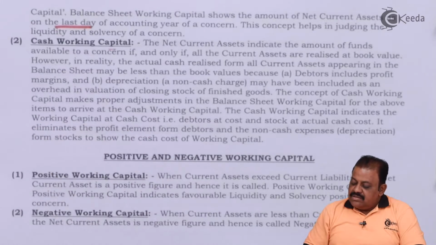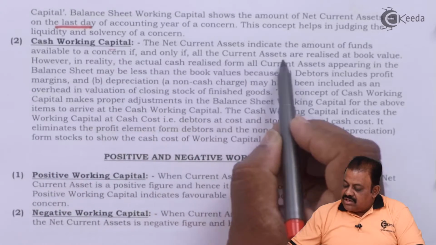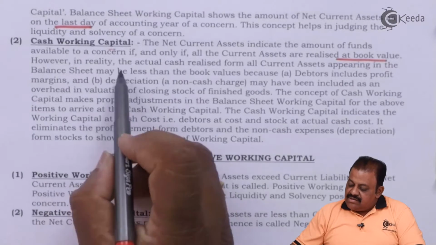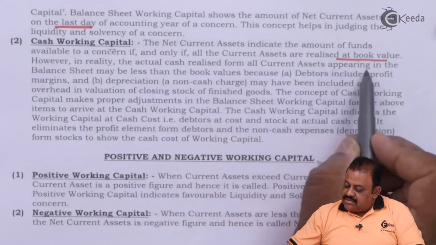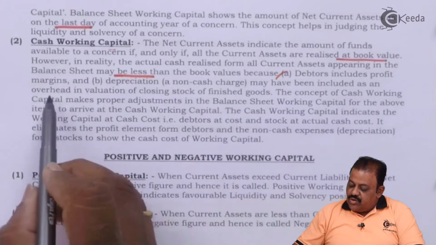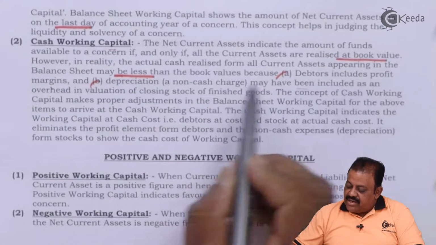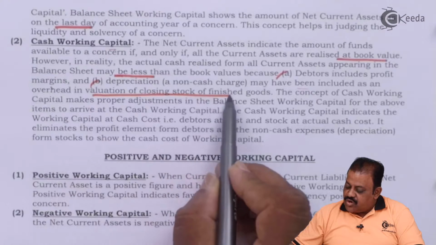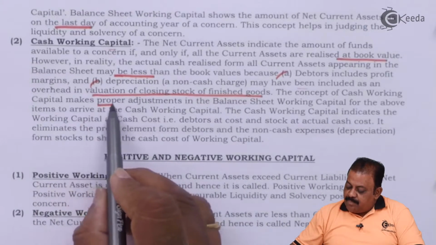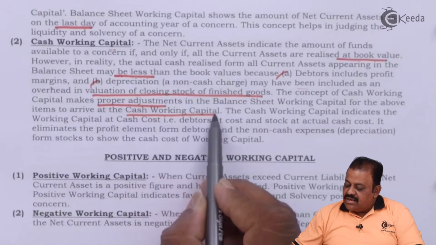Cash working capital. The net current asset includes the amount of funds available to the concern if and only if all the current assets are realized at book value. However, in reality, the actual cash realized from all current assets appearing in the balance sheet may be less than the book value, because debtors include profit margins, and depreciation or non-cash charges may have been included as an overhead in the valuation of closing stock of finished goods. The concept of cash working capital means making proper adjustment in balance sheet working capital for the above items to arrive at the cash working capital.